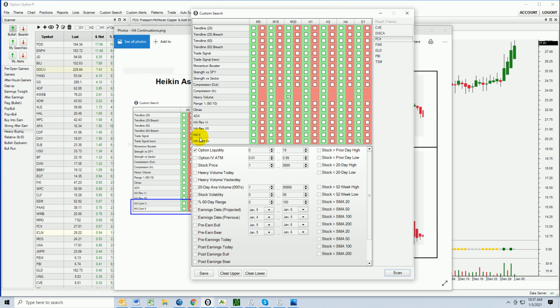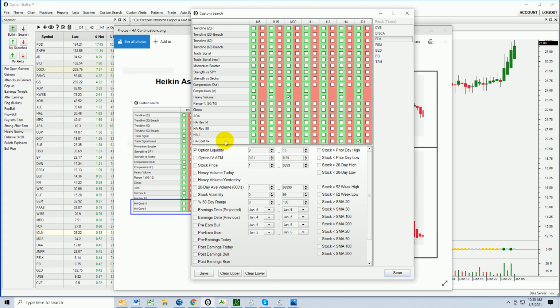And then we can start combining this HA2 with all sorts of other search variables: heavy volume, relative strength, compression. All of these can be combined with this pattern, and we're going to pick up some really great stocks.